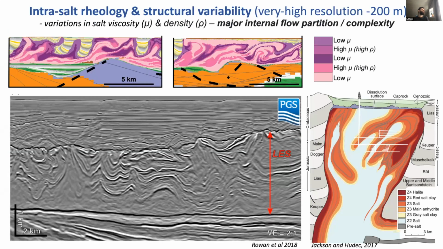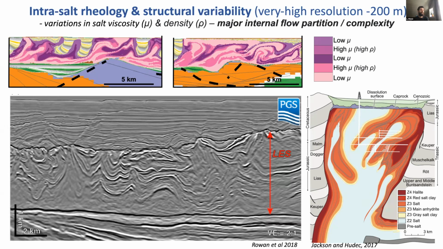And just to finalize, trying to make the link with Ollie's talk, you have this very crazy salt deformation. One of the things I mentioned before is that we can include different salt rheologies within the salt sequence. By just varying viscosity, or for example viscosity and density, we can have a very complex pattern of salt deformation within the salt. And that's something that we can't usually see in the data itself.